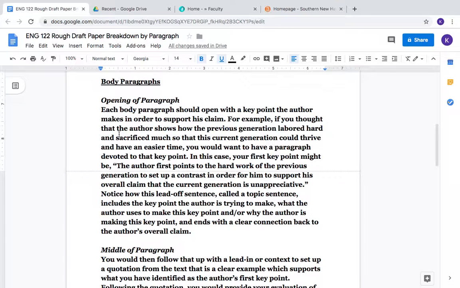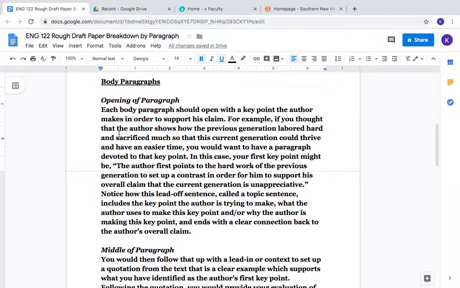In this case, your first key point might be: the author first points to the hard work of the previous generation to set up a contrast in order to support his overall claim that the current generation is unappreciative. Notice how this lead-off sentence, called the topic sentence, includes the key point the author is trying to make, because that's part of our prompt.